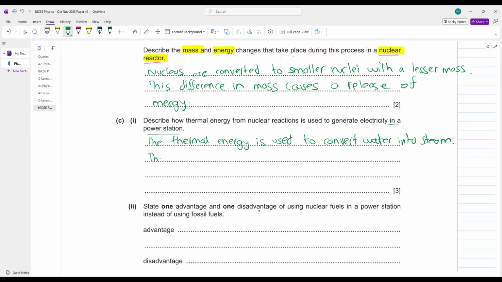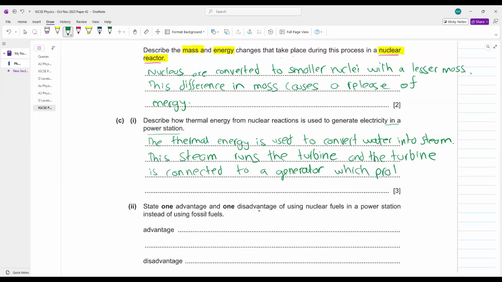The steam runs the turbine, and the turbine is connected to a generator which produces electricity. बेटा आपकी जो thermal energy है this is used to convert water into steam.